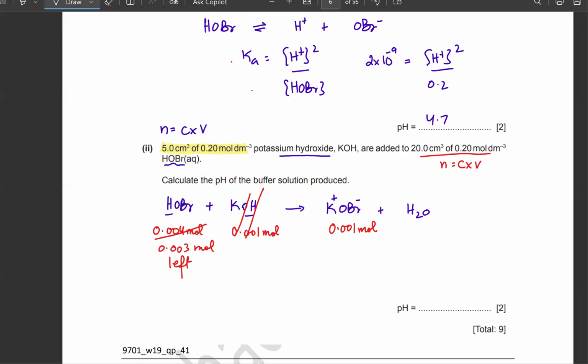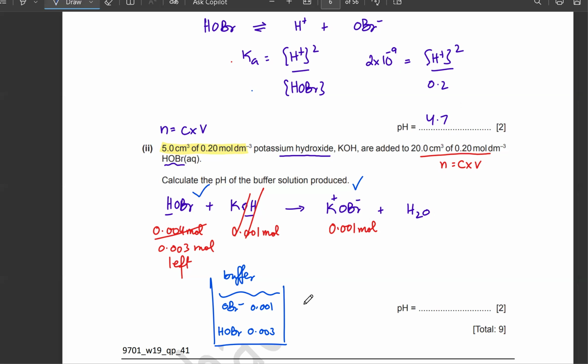So what is left at the end of the reaction mixture? Your solution now has the conjugate base, where remember K+ is just a spectator, so it's got OBr− and the moles are what? 0.001. It's got the weak acid as well that's left behind, so that's HOBr. And the moles that are left behind are 0.003. Okay, so it is a buffer, right? Because you've got the weak acid and you've got the conjugate base as well.